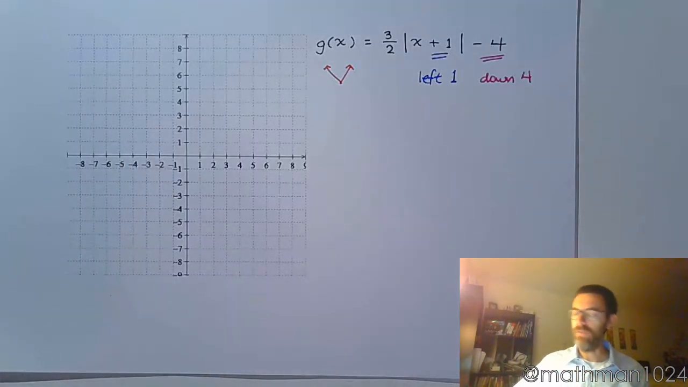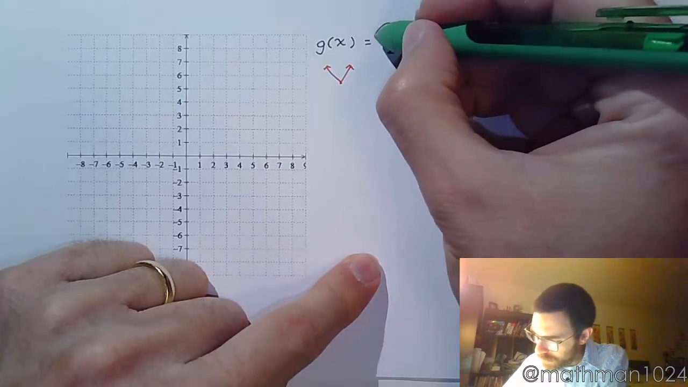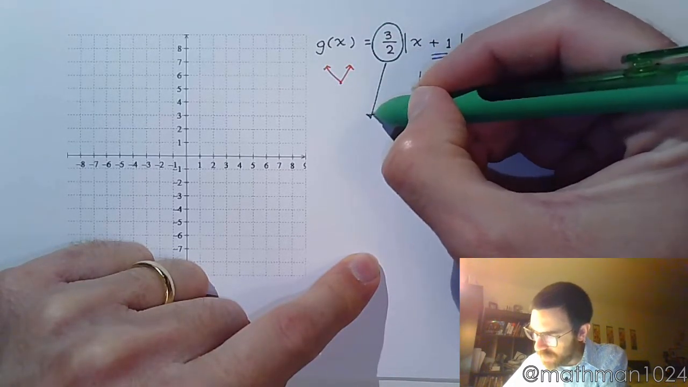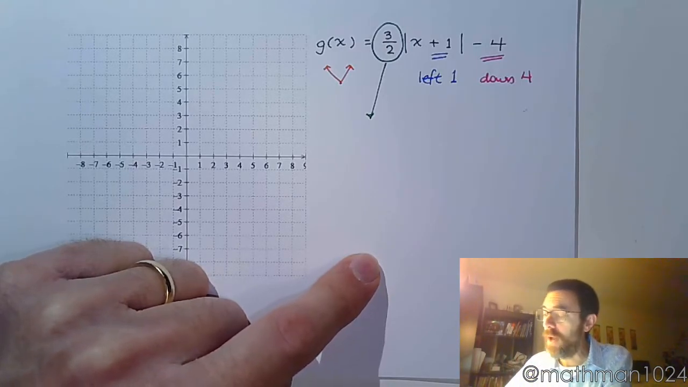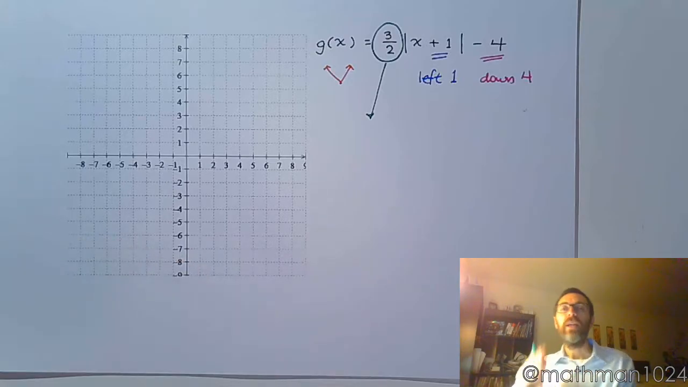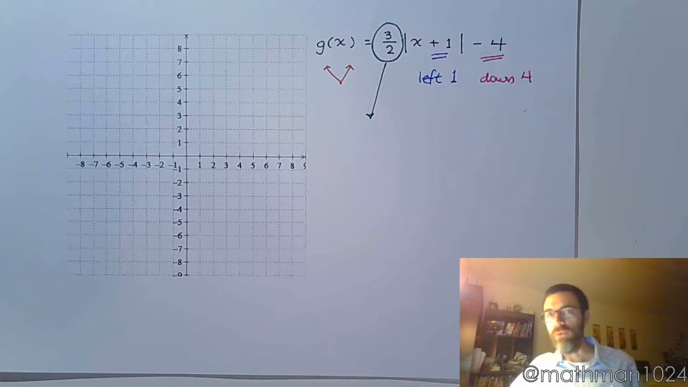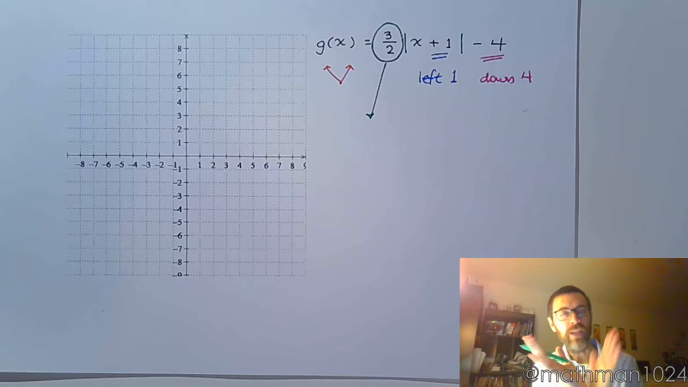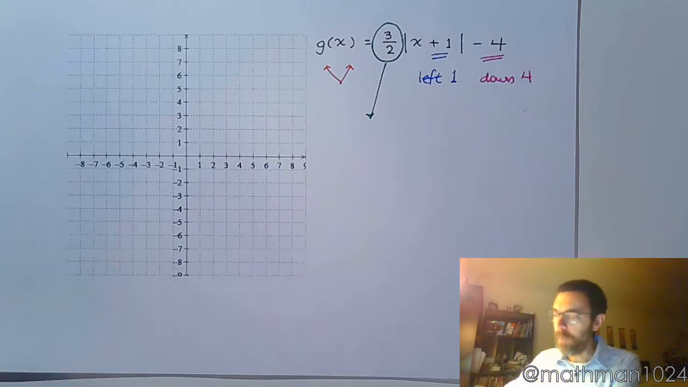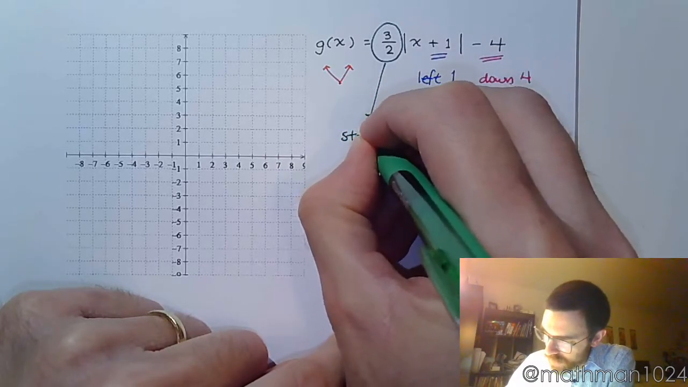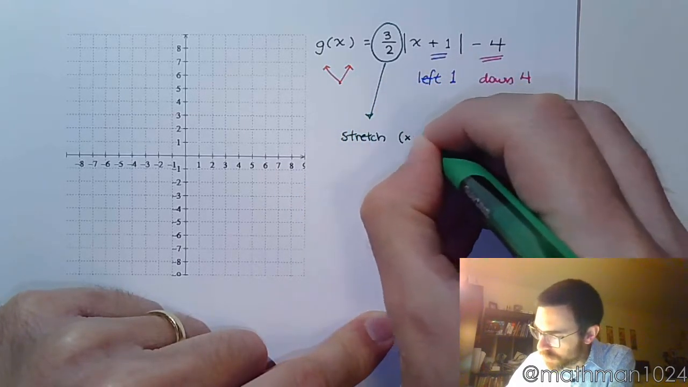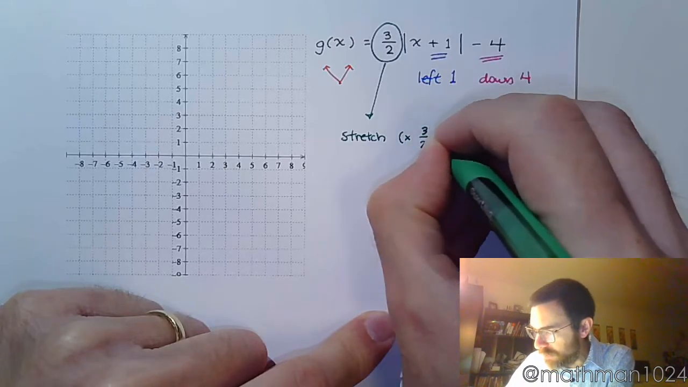And what about that 3/2? Well, this 3/2 is a coefficient in front of that main part of the function, in front of that parent function, which is the absolute value. If it's greater than 1, it's going to take our v-shape and stretch it. If, however, that value in front is less than 1, it's going to be a compression and it's going to try to flatten that normal looking v-shape. Well, 3/2 is greater than 1, so we have a stretch by a factor of 3/2.